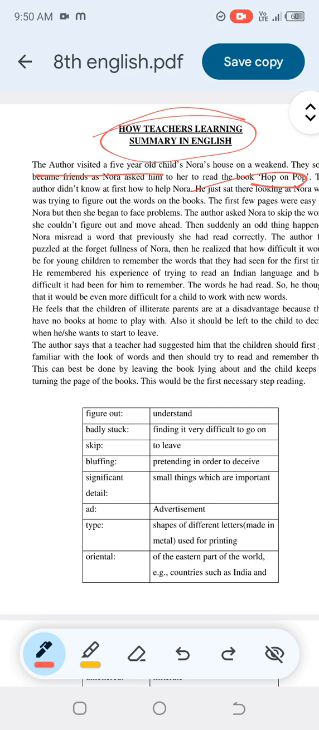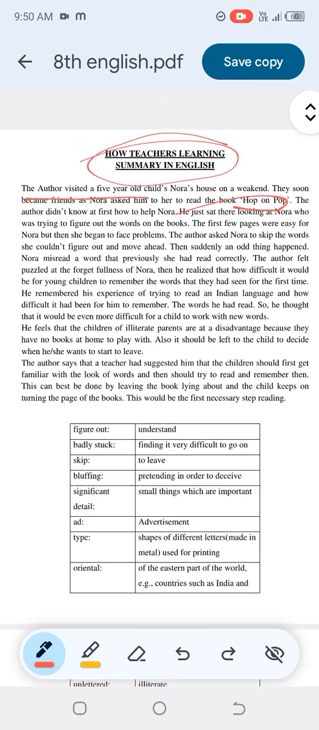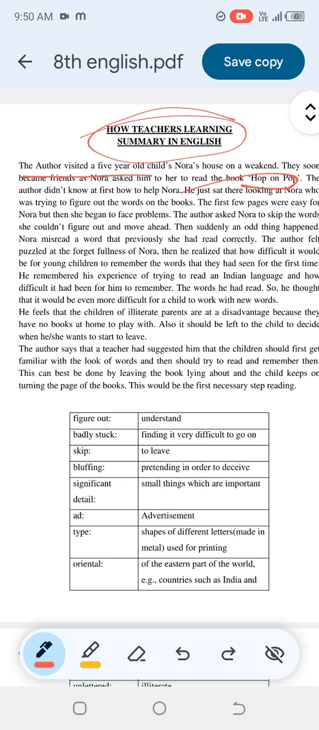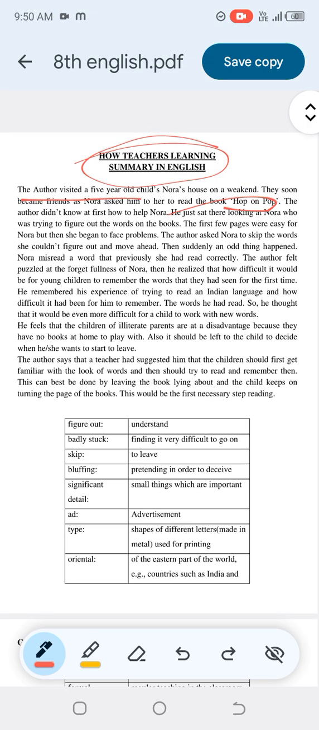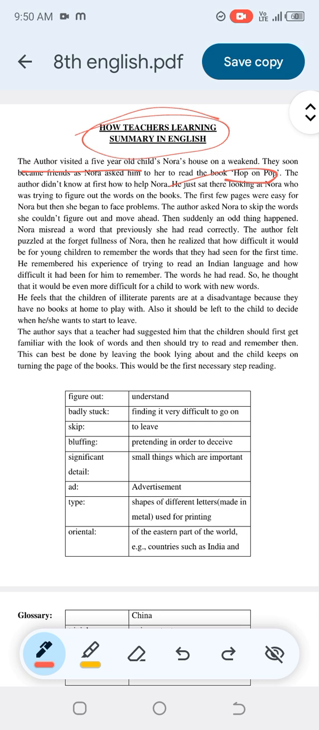Next, the author didn't know at first how to help Nora, but he just sat there looking at Nora. He was trying to figure out the words in the book. The first few pages were easy for Nora, but then she began to face problems. The author asked Nora to skip the words. Then she said that she couldn't figure it out and move ahead.